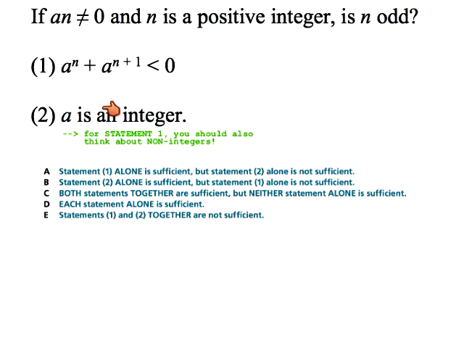this is also kind of an interesting looking algebraic expression here. This is something we can factor if it helps us. You can pull out an A to the N out of that. You don't have to, but you can and just see what comes of it. So if you pull out an A to the N, then that gives us 1 plus A.